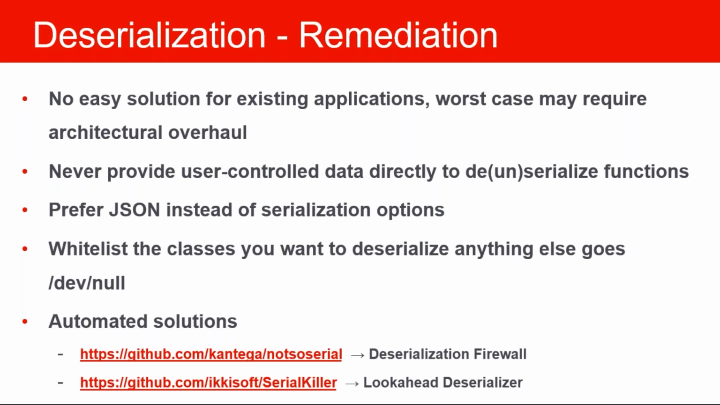Some libraries perform whitelisting of classes. So let's say you are expecting only class Car to be serialized, right? So you can whitelist that particular class. If the attacker is sending a class of, let's say, java.lang.Runtime, it will deny it, right? And there are these automated solutions as well that you can apply in front of your application that check if there are any malicious deserialization strings coming into your application.